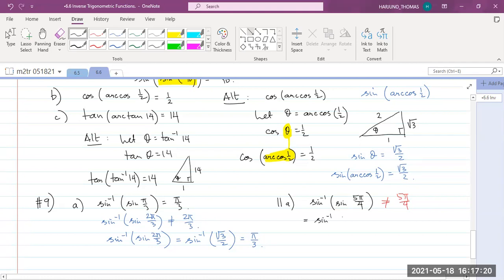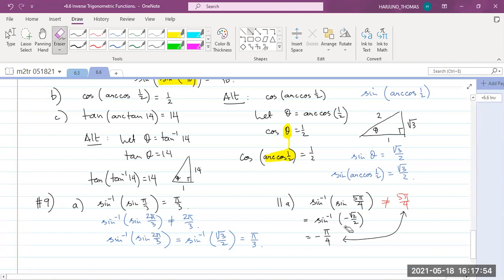Now, sine 5 pi over 4, that's quadrant 3, reference angle pi over 4. So that is negative radical 2 over 2. But this is negative the reference angle pi over 4, negative pi over 4. Compare with that. It's not true.